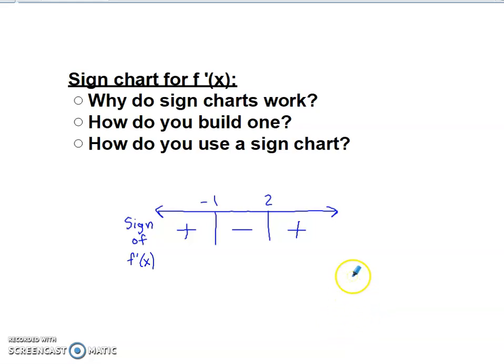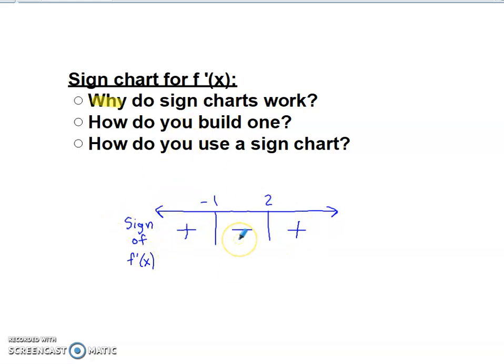So in this video, we're going to have a discussion about sign charts, specifically sign charts for f prime of x. I want to make sure we really try to talk about why they work. That's probably one of the biggest issues I see students having. They can do the problems that involve sign charts, they can build them, they can develop the conclusions with them, but the logic behind why they work is sometimes lost. So I want to make sure we talk about that. And then, of course, we'll get into how to build one and then how to use one.